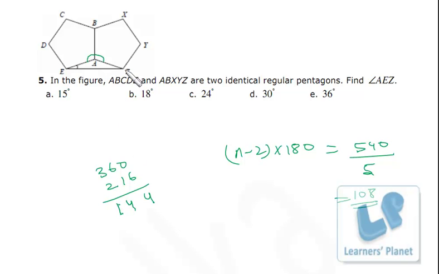Now in triangle AEZ, angle A is 144 and AZ is equal to AE because they are identical regular pentagons. So AE is equal to AZ. That means this angle will be equal to this angle. So out of 180, if we deduct 144, we are left with 36 degrees. So angle E plus angle Z is 36. That means half of them will be given to each. So this is 18 degrees, right? I hope you are clear.